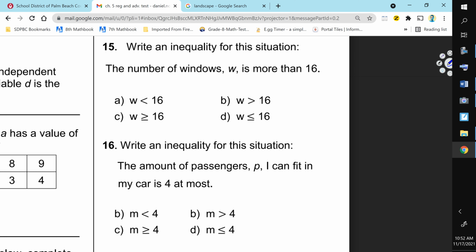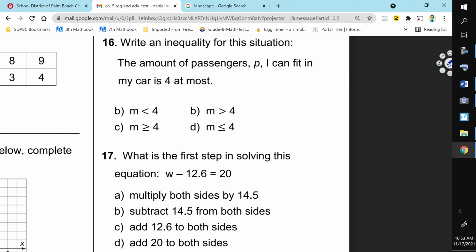Number 15, more than 16. So whenever you have it, you're going to have the W here, you're going to have the 16 here. This is going to be more than 16. So you've got to ask yourself, since it's greater than 16, should the mouth face the W since it's greater, or should it face the 16? It's going to be one or the other. It's not equal to, so it's not going to be this and it's not going to be this. It's either going to be A or B.